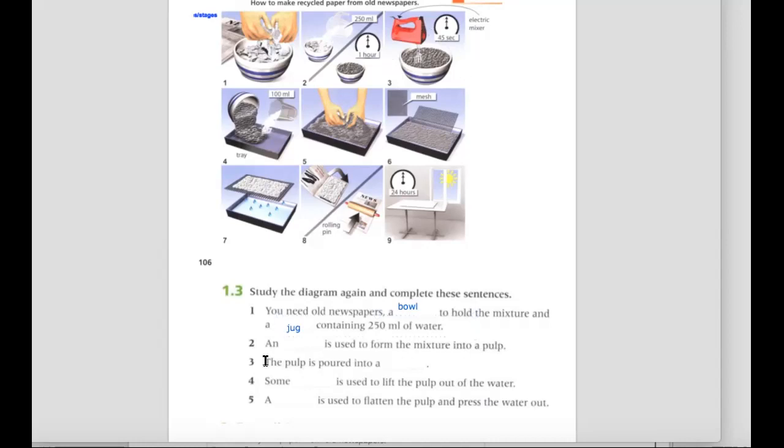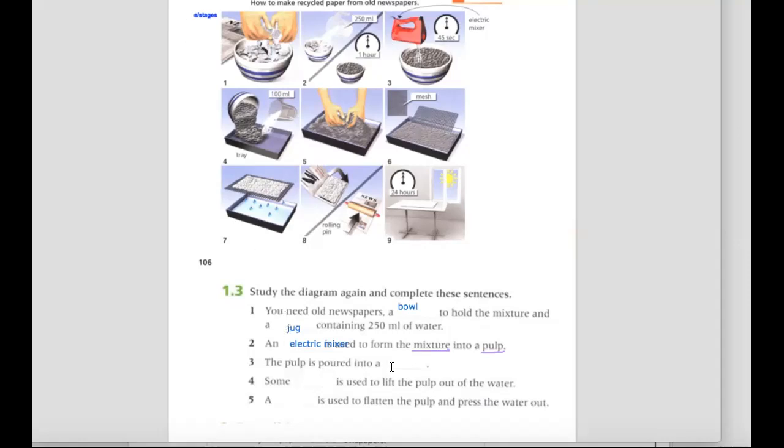So now we're looking at this over here. So the word we want is on the diagram, electric mixer. And you can see there's 2 words here. We have the word mixture and pulp. So these are words that you can use. When we have the water and the newspaper mixed together, we call it a mixture. So when talking about this over here, we can refer to it as the mixture. Water and paper, when it's wet, we also refer to that as a pulp. So if you know these words, you can use them.